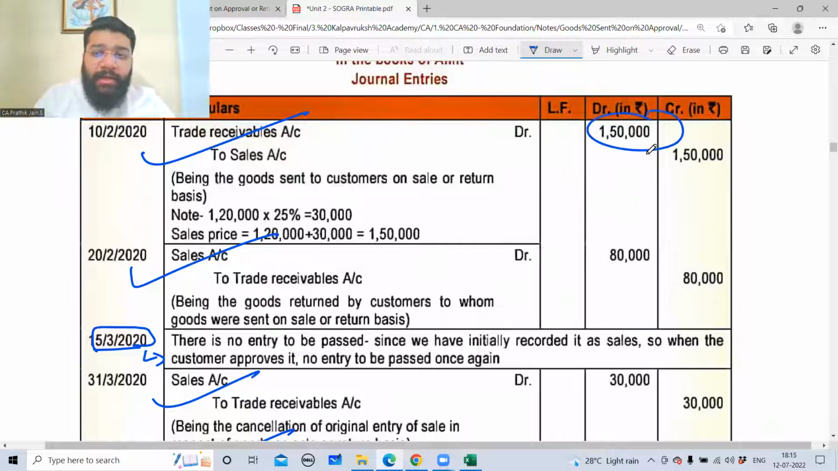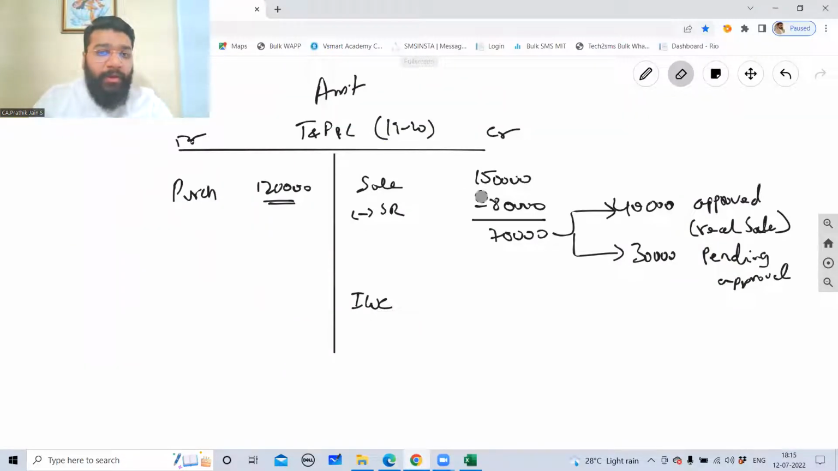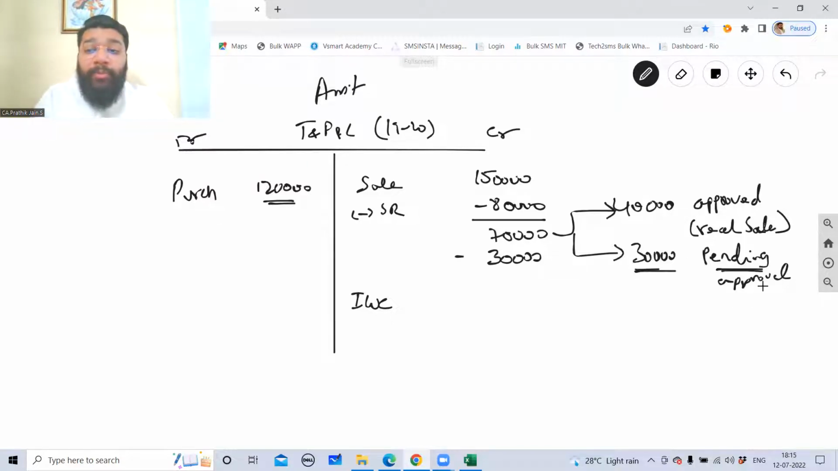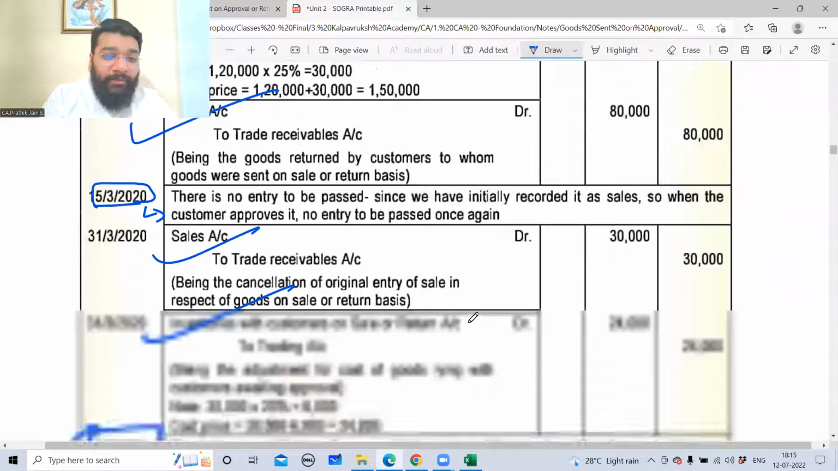I recorded this entry in my final accounts. 150, 150. Record here. Okay. Now here, I need to minus 30,000. Why? Because the goods are not accepted. 30,000 worth of goods is pending approval. So what entry did you record here?